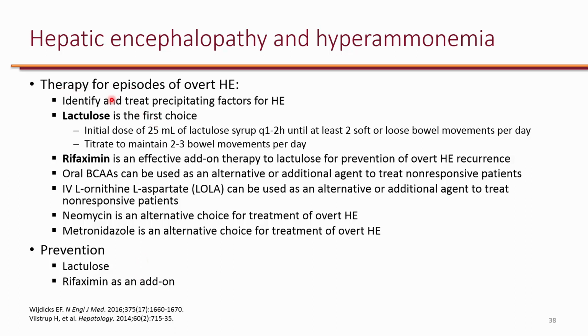Now for therapy for episodes of overt hepatic encephalopathy, we do recommend lactulose as first line. So the way we use lactulose is an initial dose of 25 mL of lactulose syrup every 1 to 2 hours until at least 2 soft or loose bowel movements per day have been achieved. And then we can titrate it to maintain 2 to 3 bowel movements per day.